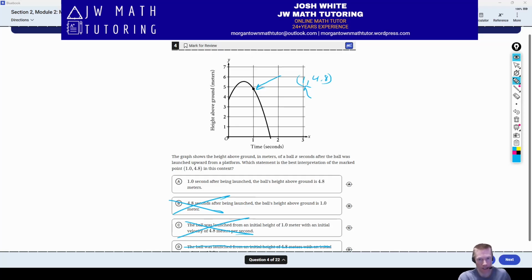Basically, after 1 second, the ball's height, which is the y value, that's what's being graphed on the y-axis, is 4.8 meters. And that's it.